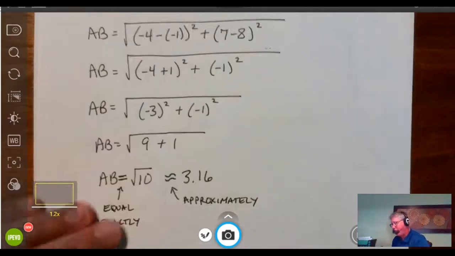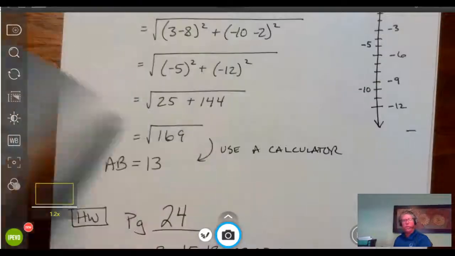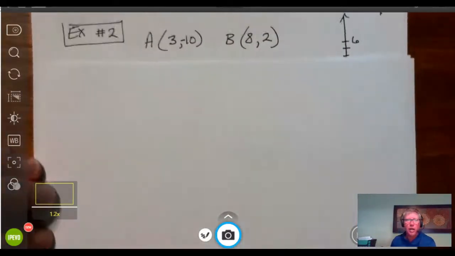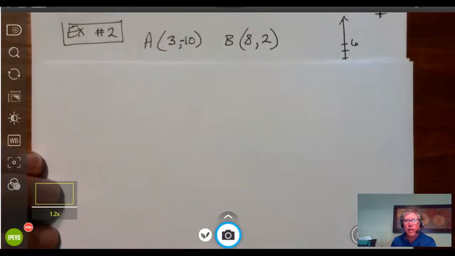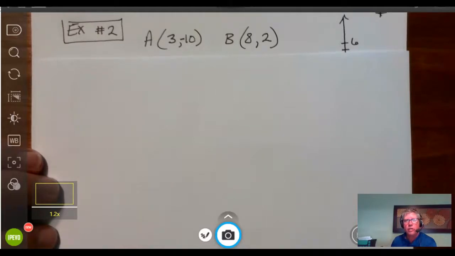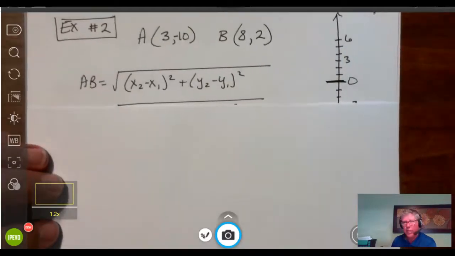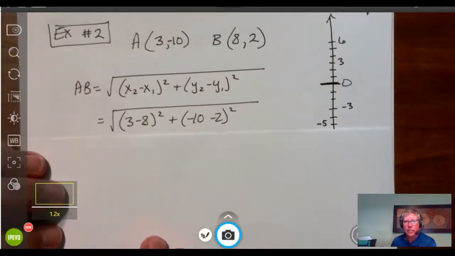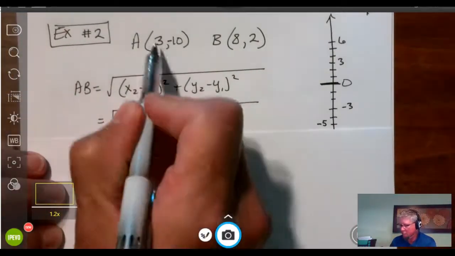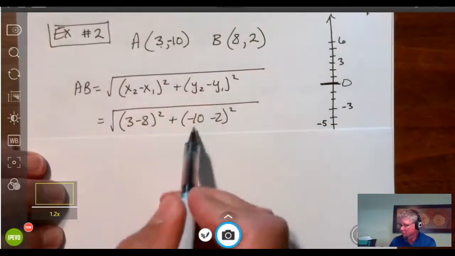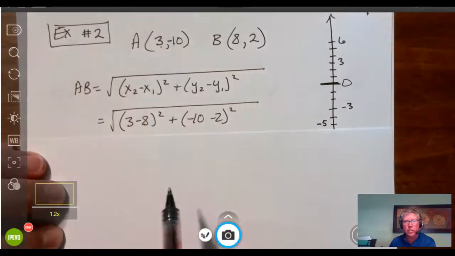All right, at this stage, you have everything you need to do all the homework problems. I'm going to do one more example. Feel free to play along. Otherwise, you could fast forward. So here's the 2 points. Here's my formula. Here is the plug and chug. I have plugged in my x's, the 3 and the 8. I have plugged in my y's, the -10 and the -2.